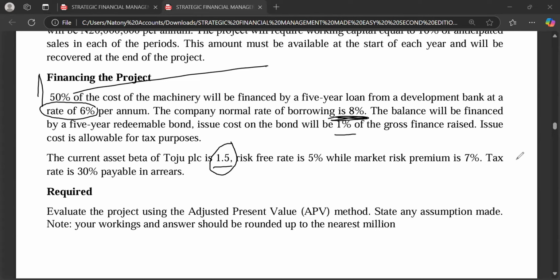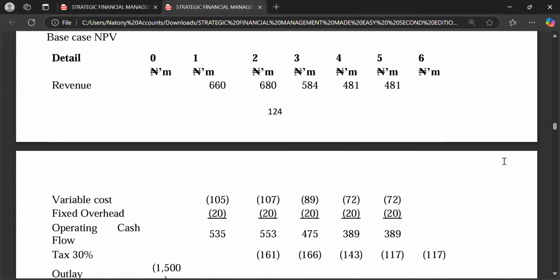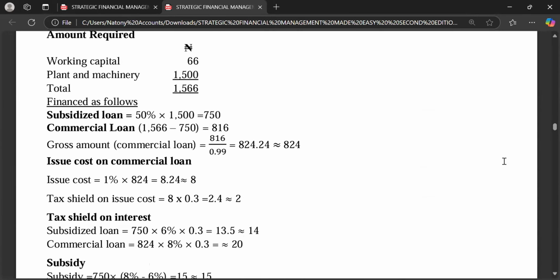Okay. So risk-free rate 5, risk premium is 7%. So what you need this for is to calculate what? The KEU. So if you digest the beta, you are going to get what? Beta of assets, which you use to calculate this. That's just all about the question. Let's go to the solution.